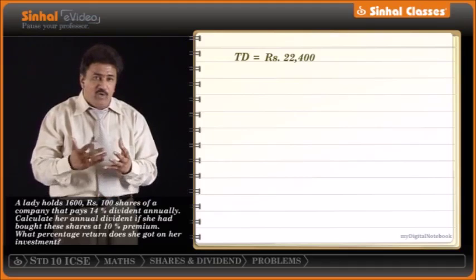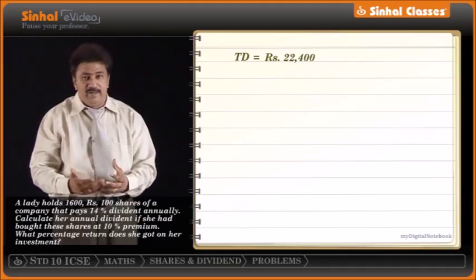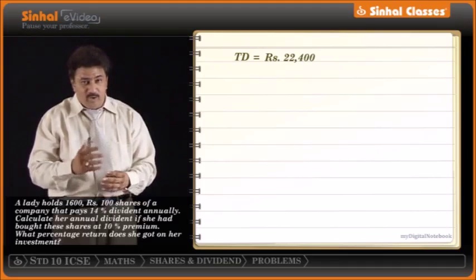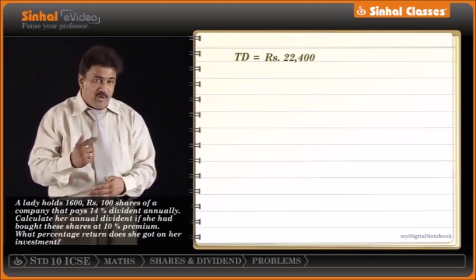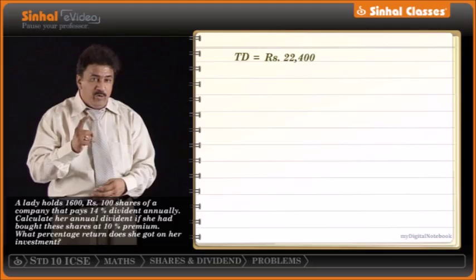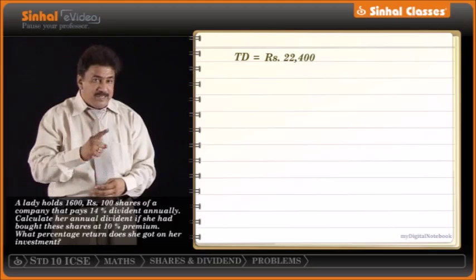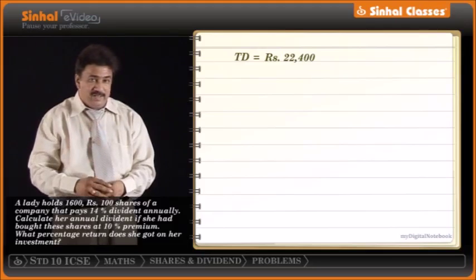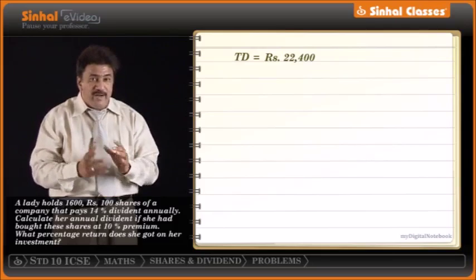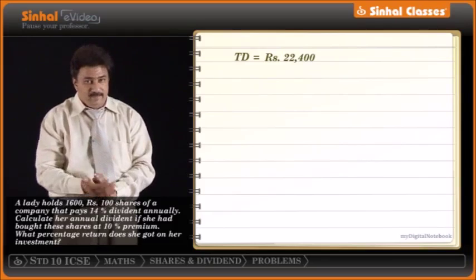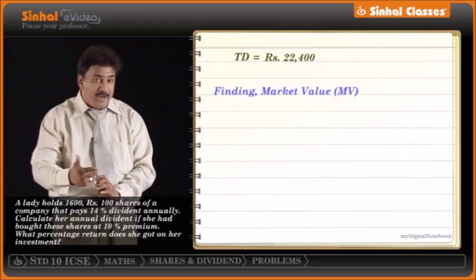That is nothing but total dividend upon investment into 100. Now total dividend I know, but I don't know the investment. Now investment does require market value. Investment is equal to market value into number of shares. So I have to first find the market value of each share. Let's go for it. Finding market value.